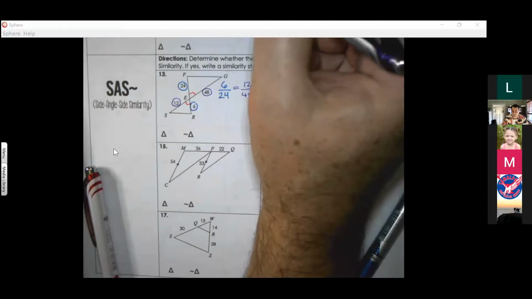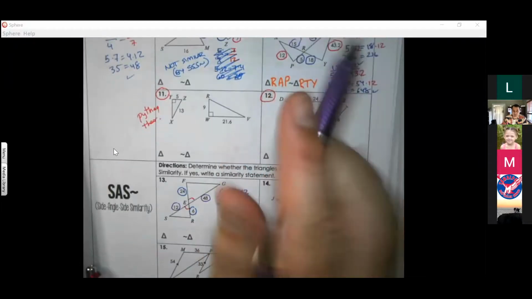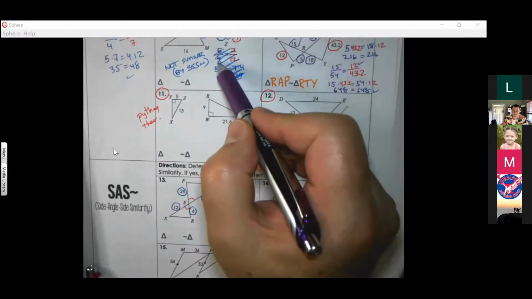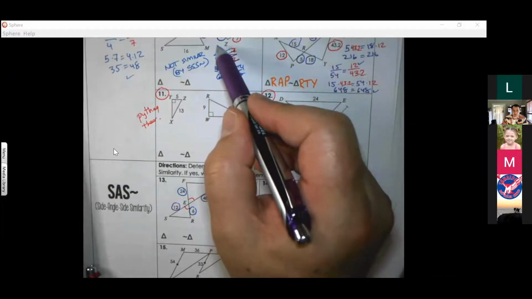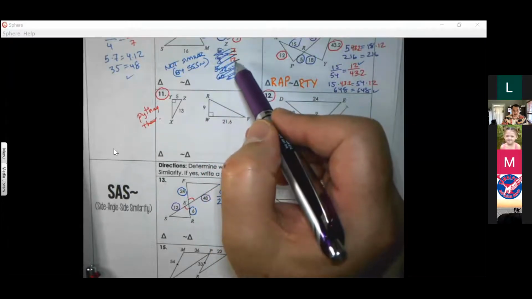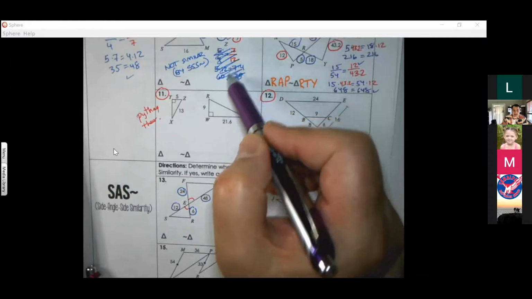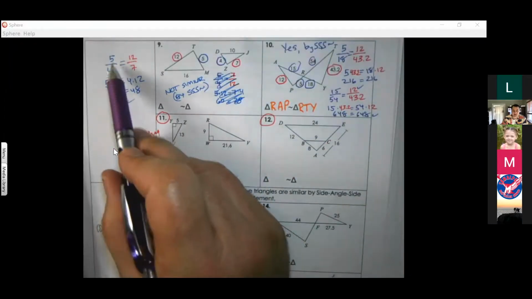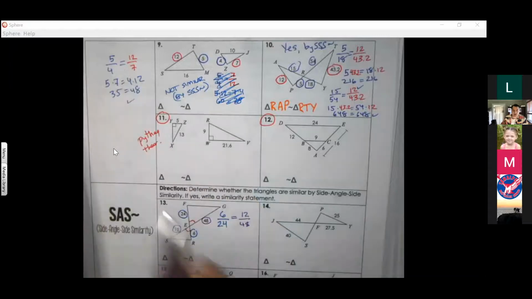And again, you know, when I made that mistake earlier, I really should have caught that, because 5 over 4 is a fraction greater than 1, whereas 7 over 12 is a fraction less than 1. That would never have worked. At least when I did it correctly, 5 over 4 and 12 over 7 are both fractions greater than 1.